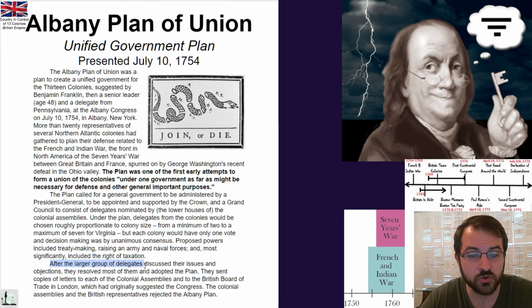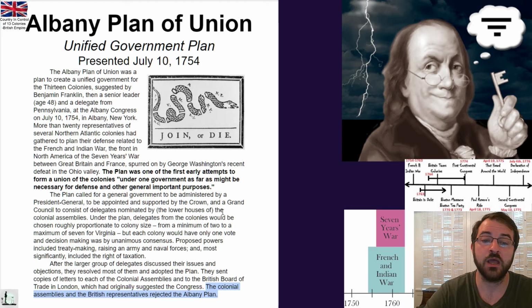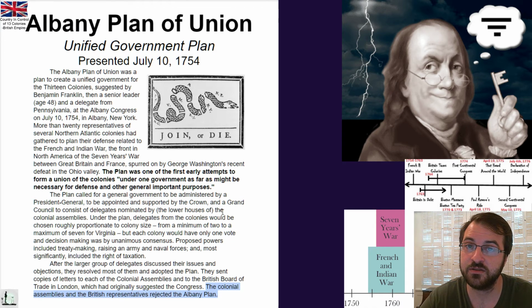After the large group of delegates discussed their issues and objections, they resolved most of them and adopted the plan. They sent copies of letters to each of the colonial assemblies and to the British Board of Trade in London, which had originally suggested the Congress. The colonial assemblies and British representatives, however, rejected the Albany Plan. The colonies weren't ready for it yet. They were too independent-minded, and Britain saw it too much as a threat to their superiority.